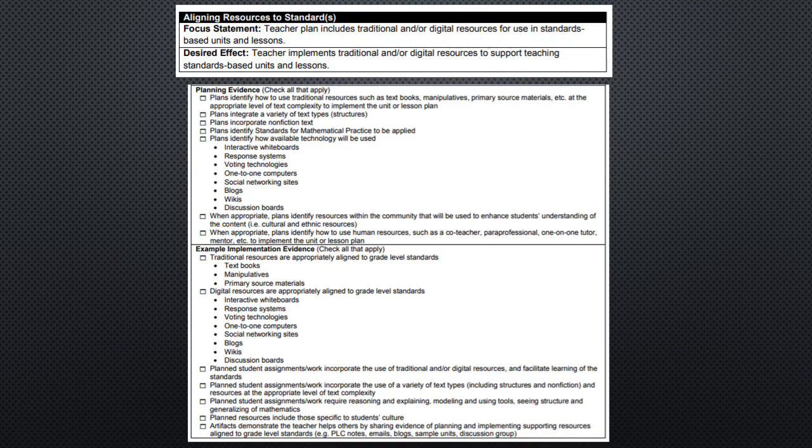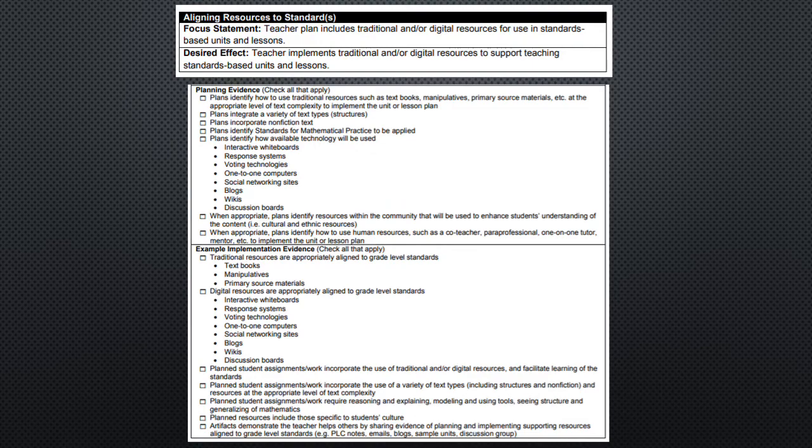Intentional planning of standards-based lessons and units should include reference to the educational resources and technology to be used in the lesson to enhance student learning. Resources include anything used to develop and plan, for example, books and websites, and anything required during the lesson itself, such as textbooks, handouts, manipulatives, visuals, response boards, games, and so on. Traditional resources include textbooks, trade books, manipulatives, and primary source materials at the appropriate level of text complexity.